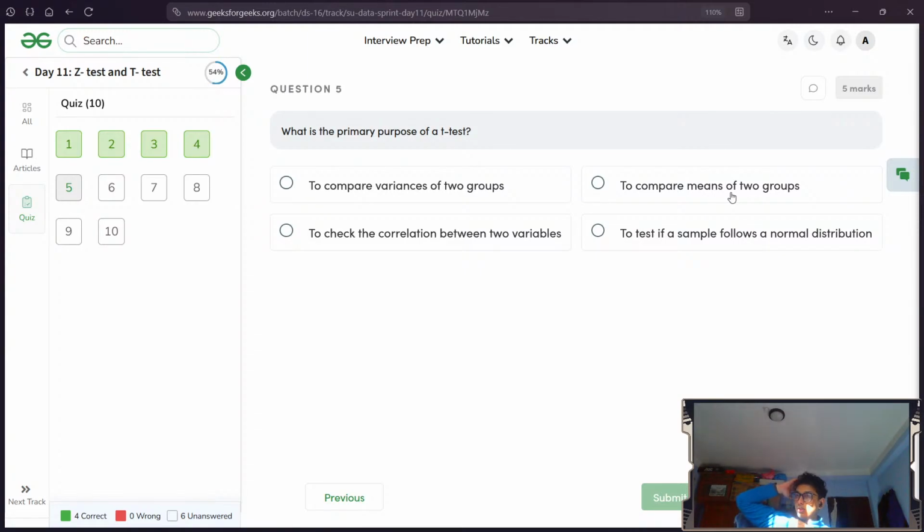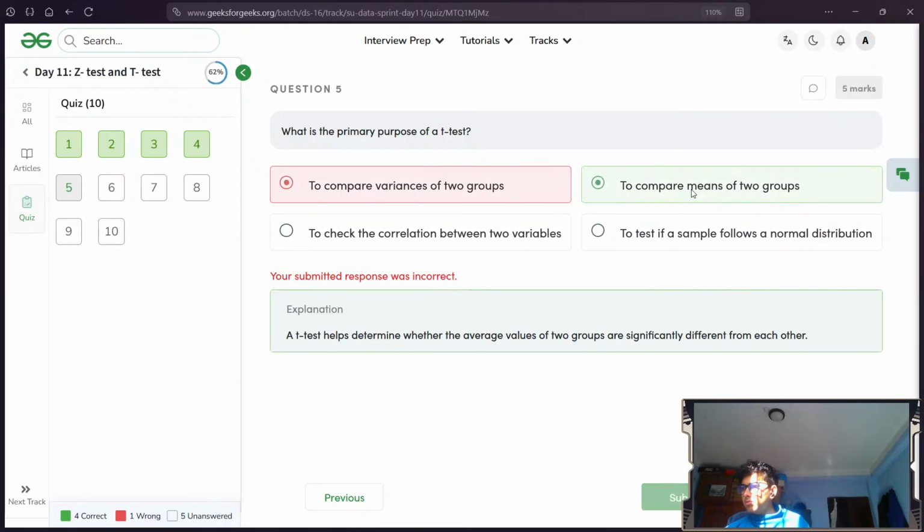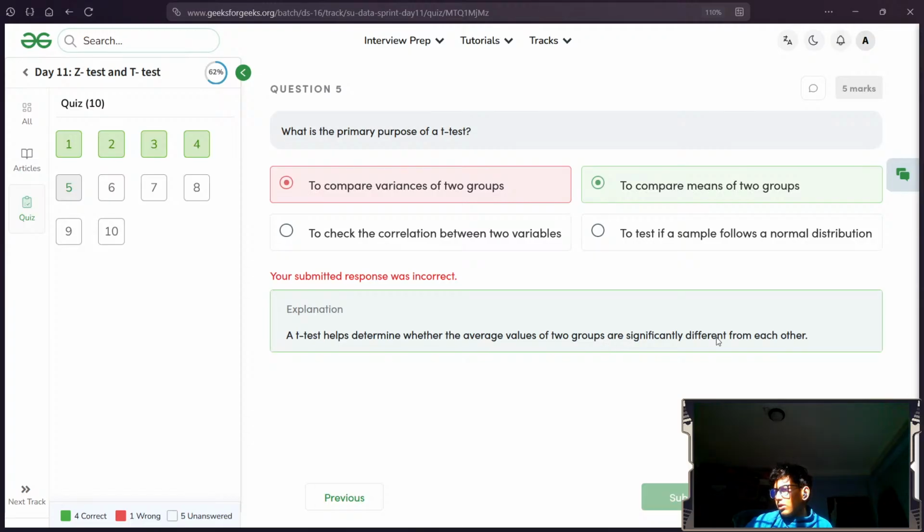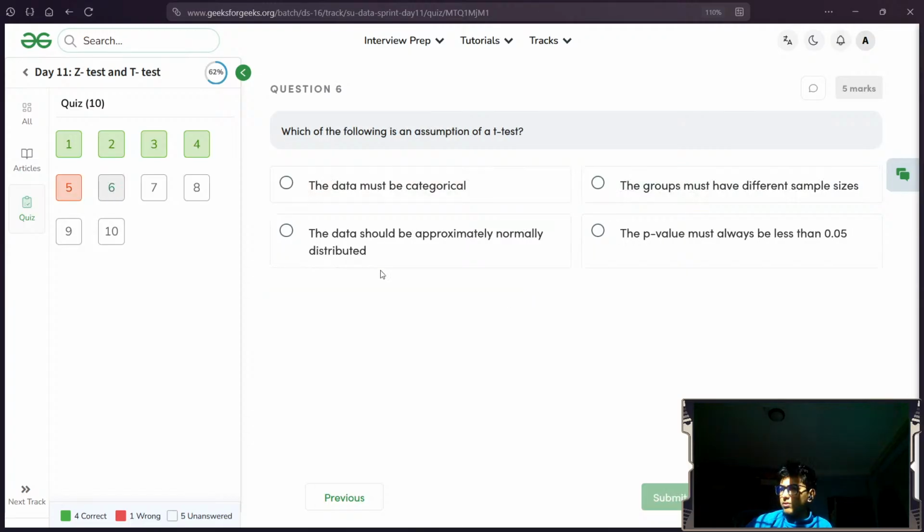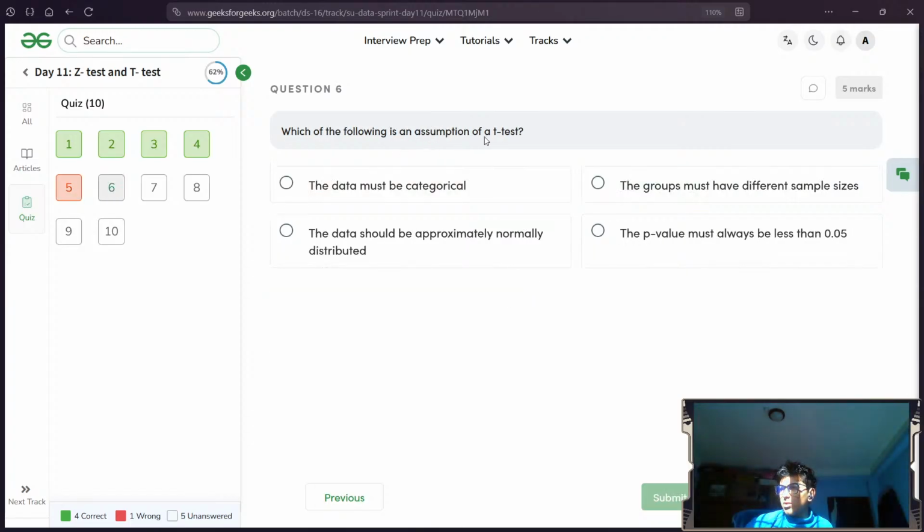T-test. We'll study it right now. Was there an invention? Yes, there was. I'll go with variances. It can be mean. Yeah, it was mean. The average values of two groups are significantly different from each other. Yeah. Which of the following is an assumption of a t-test?